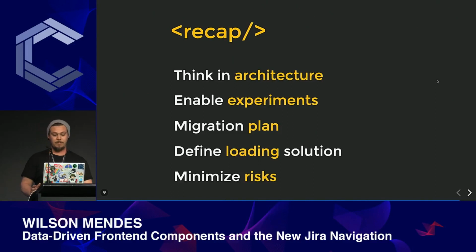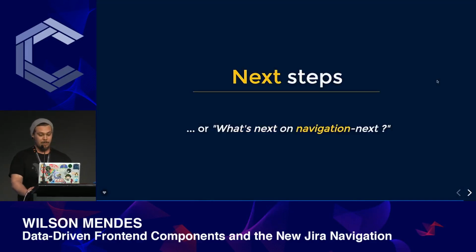So, quick recap. Every time that you do this, think about architecture. If you want to do A/B testing, you need to clean your kitchen first. So keep in mind that you need to enable experiments, and maybe make some changes in your architecture. Think about a migration plan, or maybe a mitigation plan in case you have some issues. Define the load solution, and try to minimize risks as much as you can.